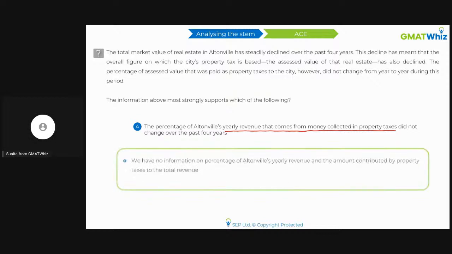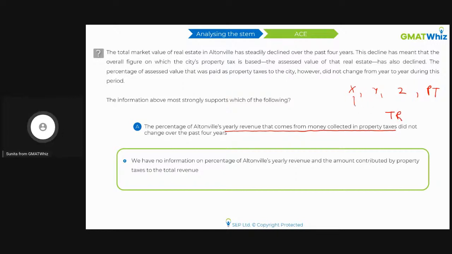Unless and until I know about the contribution of other sources of Altonville's revenue and their percentages, I cannot say that the percentage of property tax went down or did not go down. I mean, my sources of revenue can be X and Y and Z, and let's say property tax is one of them. Okay, so let's say that this is the total revenue here.